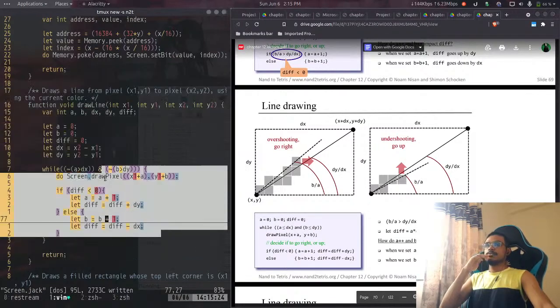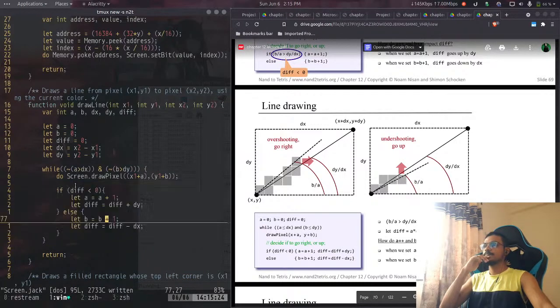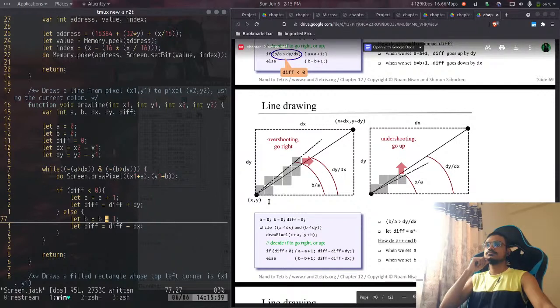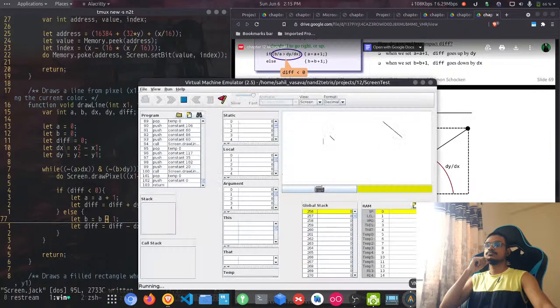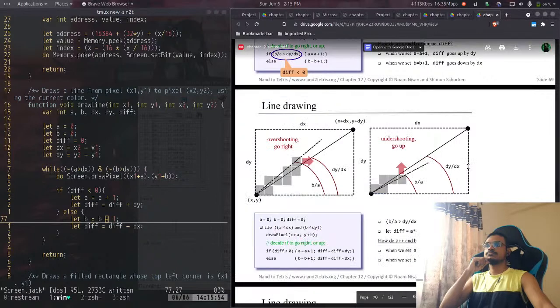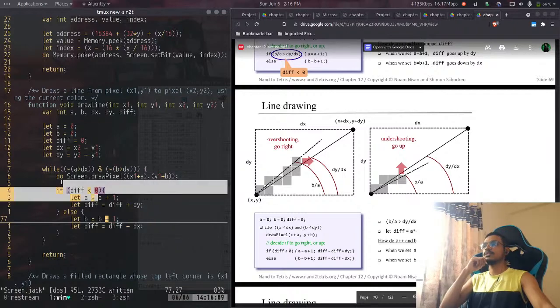So let's see, what should we do so that this condition works for all the lines? In that case, b should be negative, right? It should be decreasing. But then this condition will fall apart. How do we calculate the difference in that case?